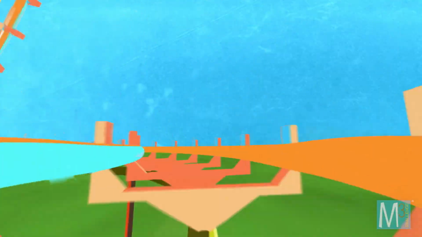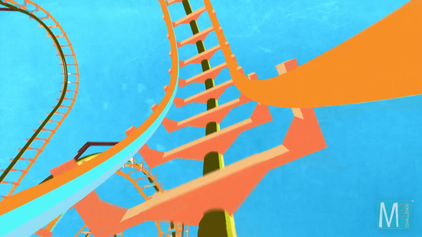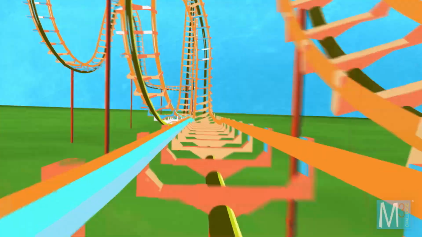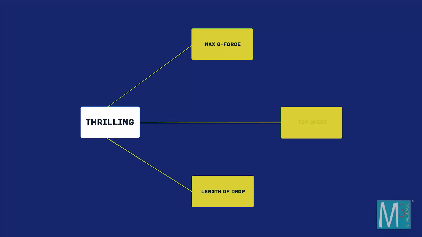For example, let's say you've been asked to rank roller coasters according to their thrill factor. What exactly does thrilling mean? Max G-force? Length of drop? Top speed? These are all decisions you need to make. When you define a problem, you actually are finding some of the consisting factors in your problem. So factors that are gonna affect your outcome.